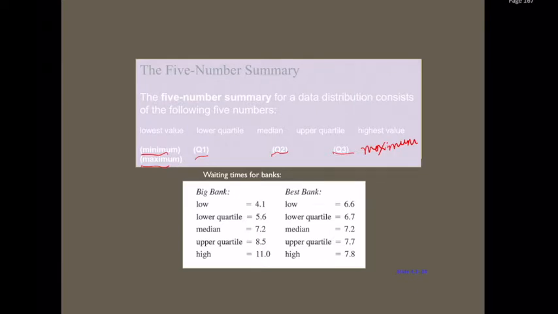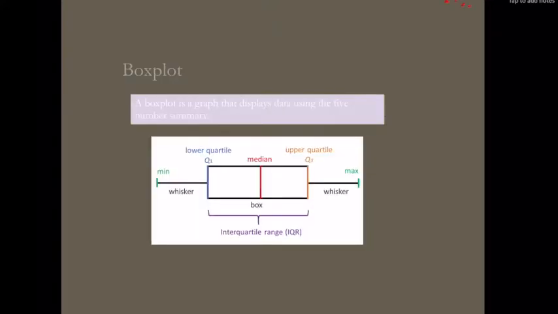So for example, here are the 5-number summaries of 2 banks, Big Bank and Best Bank. Very creative, I know. So we're going to use these 5-number summaries and we're going to represent them graphically, right? Because this list of numbers doesn't tell us a whole lot. It doesn't show us a lot about our data set. But it will if we represent them as a box plot. So a box plot is a graph that displays data using our 5-number summary.